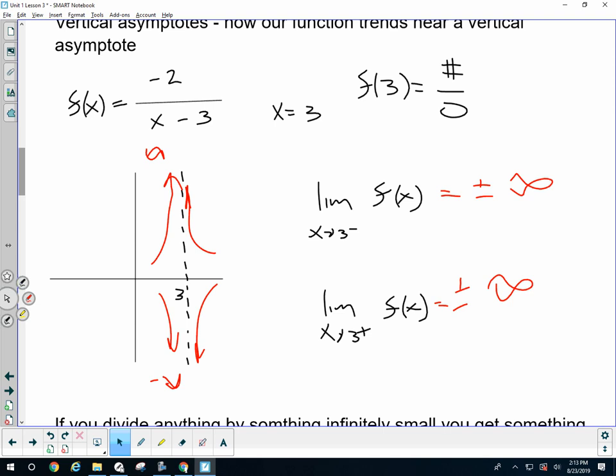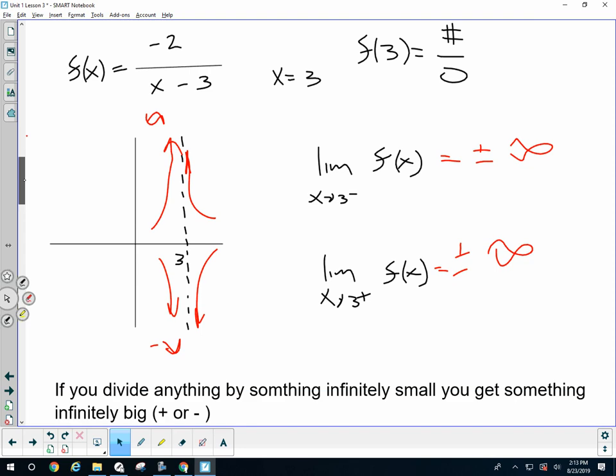Do we understand the difference here? Horizontal asymptotes, plug in infinity for x. Vertical asymptotes, we're going to get infinities as y's. All right, here's the key.